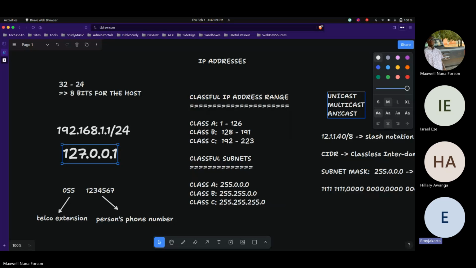Another question. All right. So because they said IP addresses are unique to systems, right? Just like everybody has a unique phone number. Yes. So now, why is it that the IP address of the localhost is always 127.0.0.1 for every localhost?